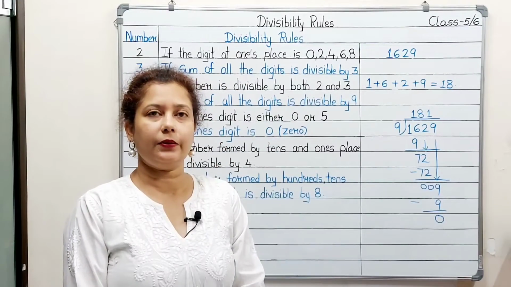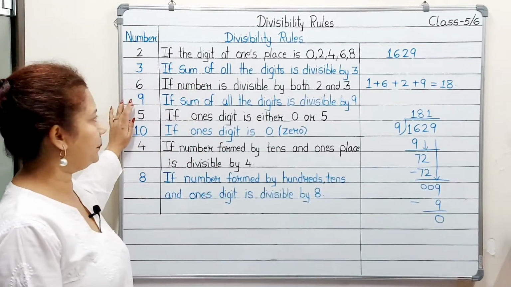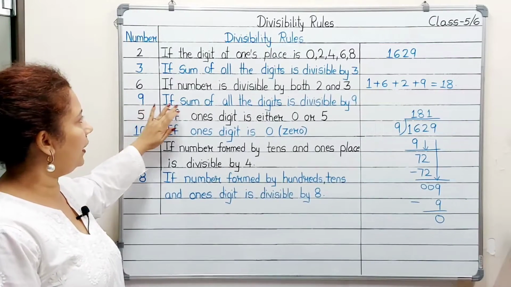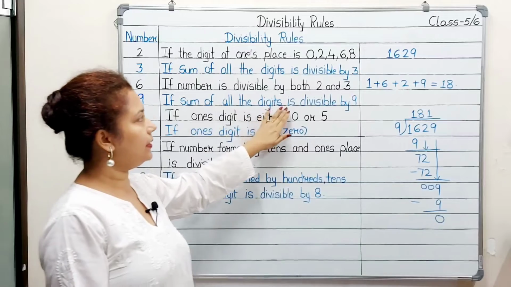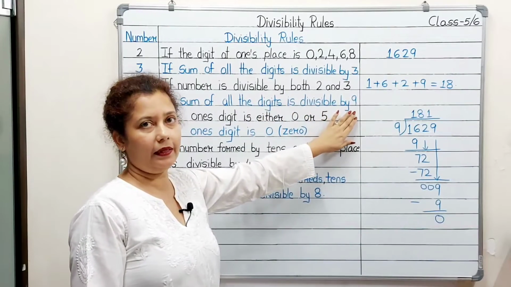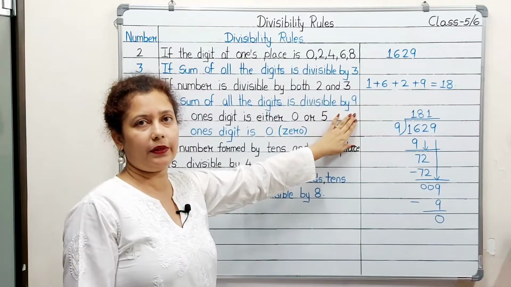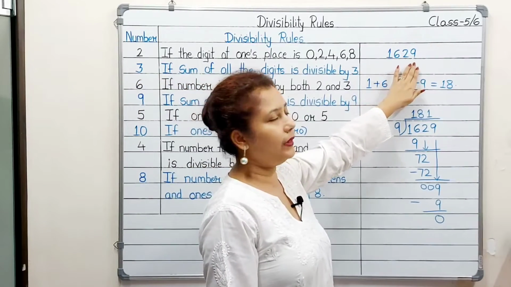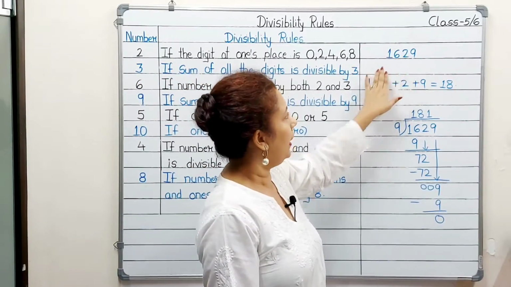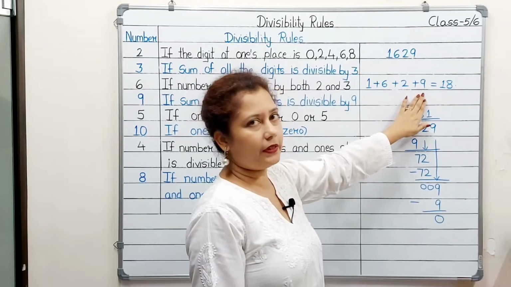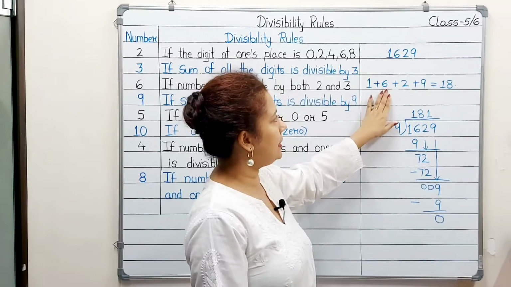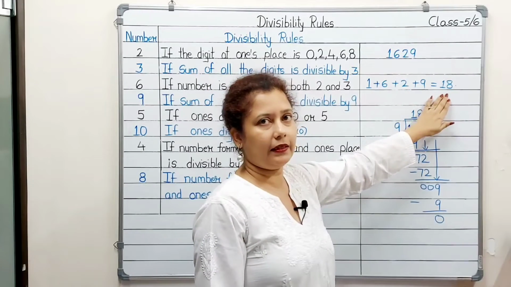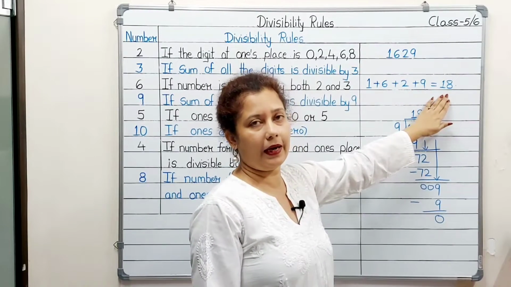Next divisibility rule is of 9. It is similar to 3. The rule is if the sum of all the digits is divisible by 9, then the number is divisible by 9. For example, 1629. If we add all the digits of this number, that is 1 plus 6 plus 2 plus 9, then we get 18. And 18 is divisible by 9.